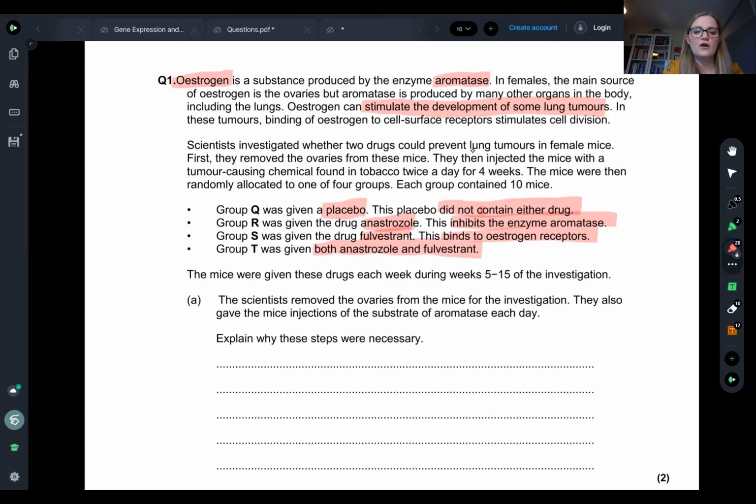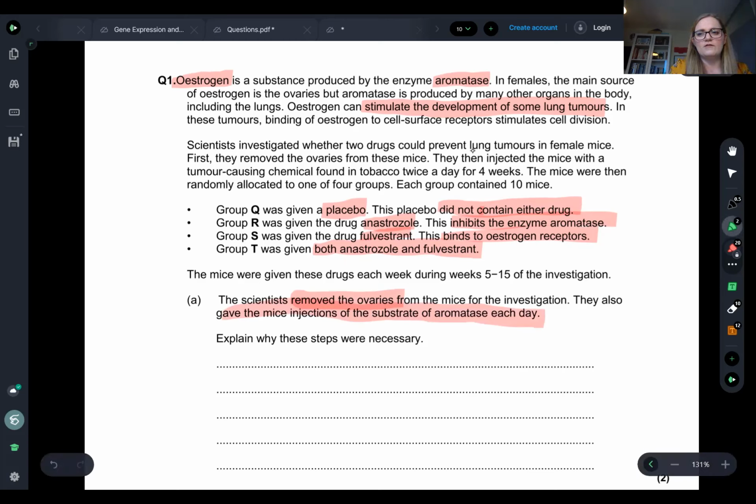The scientists removed the ovaries from the mice for the investigation, and they also gave the mice injections of the substrate of aromatase each day. Explain why these steps are necessary. So these are the steps I'm talking about: scientists removed the ovaries from the mice, and they also gave the mice injections of the substrate of aromatase each day. So, 2 marks for this part of the question.